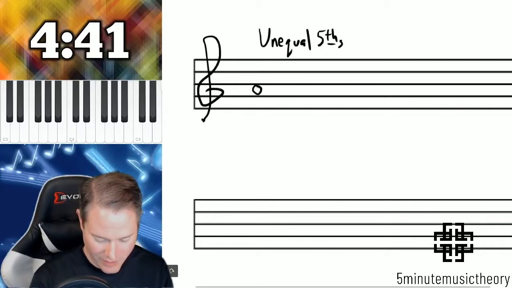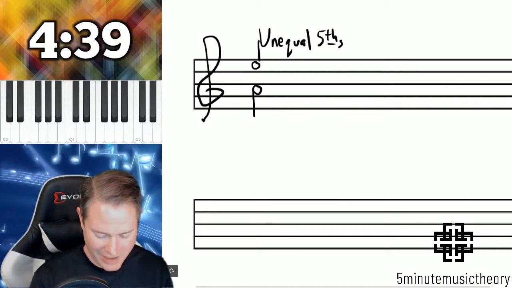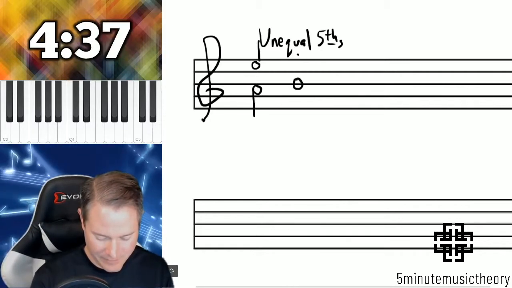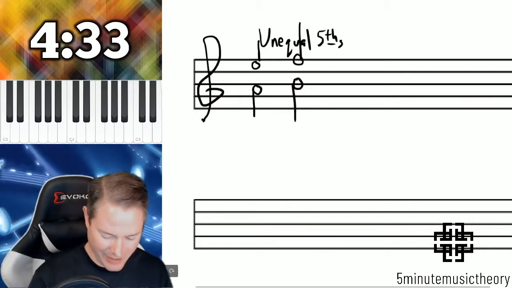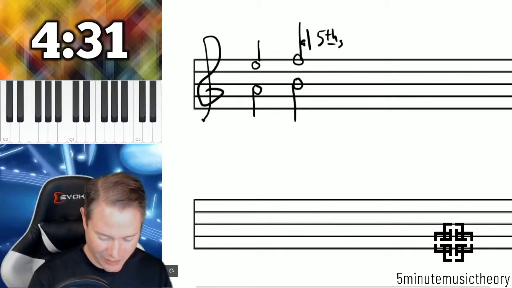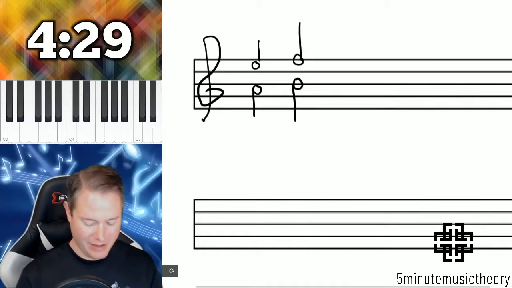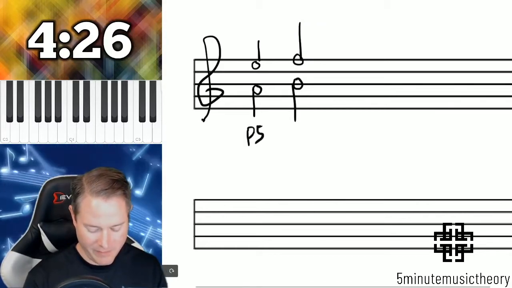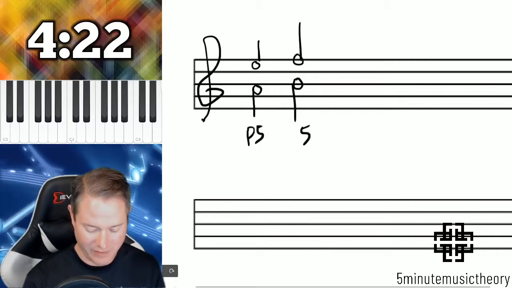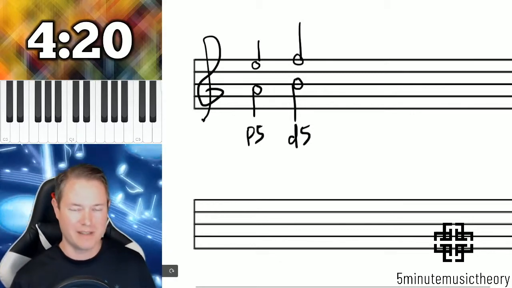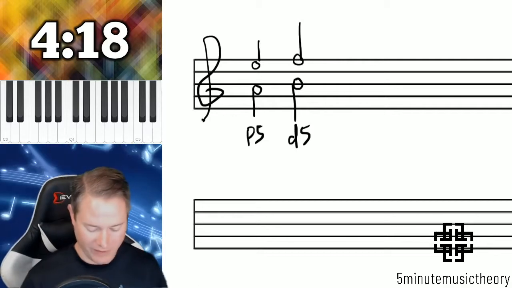How about let's move from an A to A and an E to a B and an F. So we have the intervals here, and let me get rid of the unequal part of this so you can see it better. We have a perfect fifth moving in parallel to another fifth, but this is not a perfect fifth, this is now a diminished fifth. So these are considered unequal fifths.